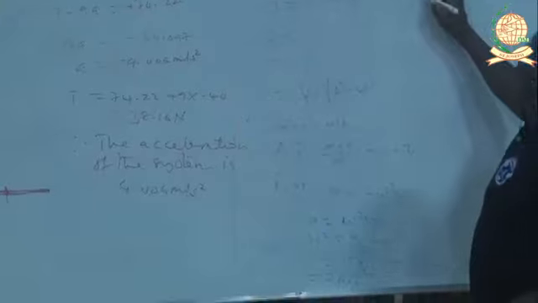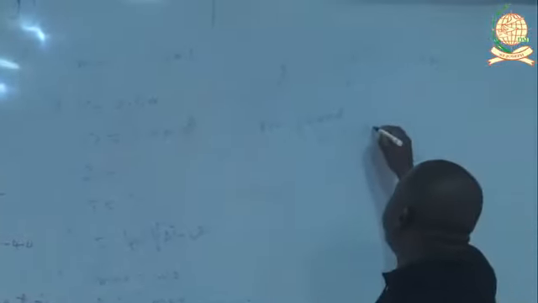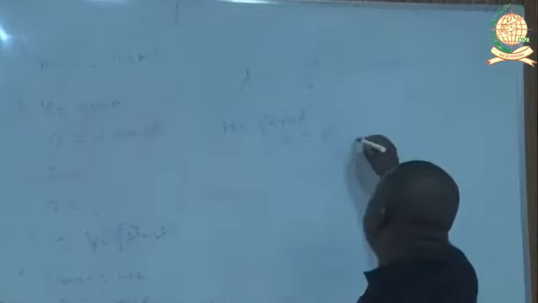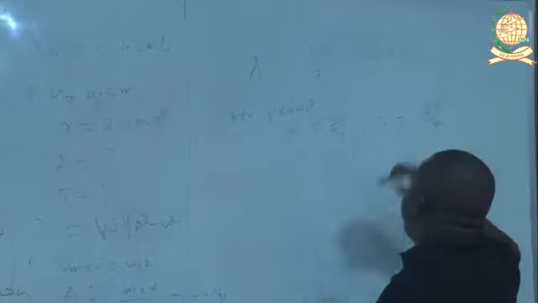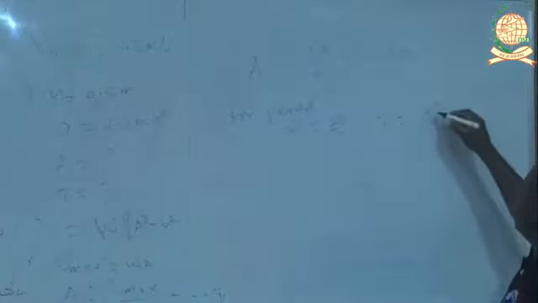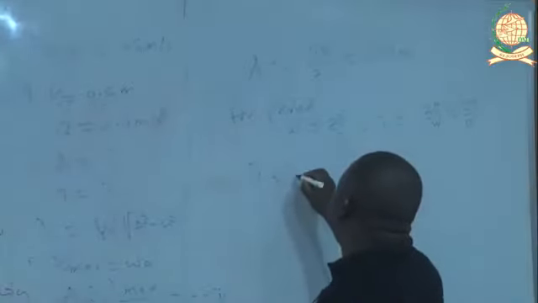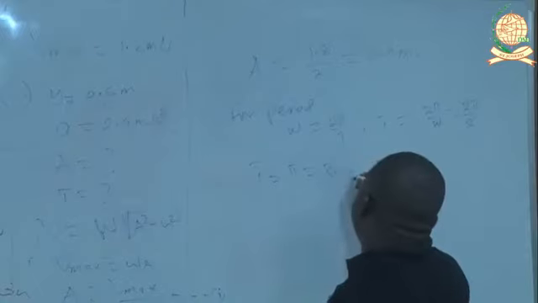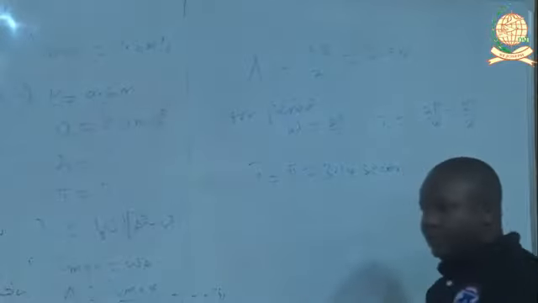And for period, from omega is equal to 2 pi over period, period will be equal to 2 pi over omega. That means 2 pi over 2, the 2 and 2 cancel out. So therefore the period will be equal to pi, which will mean 3.14 seconds.